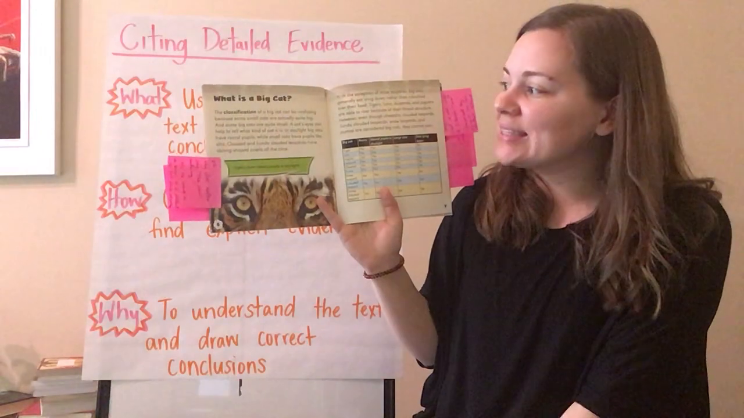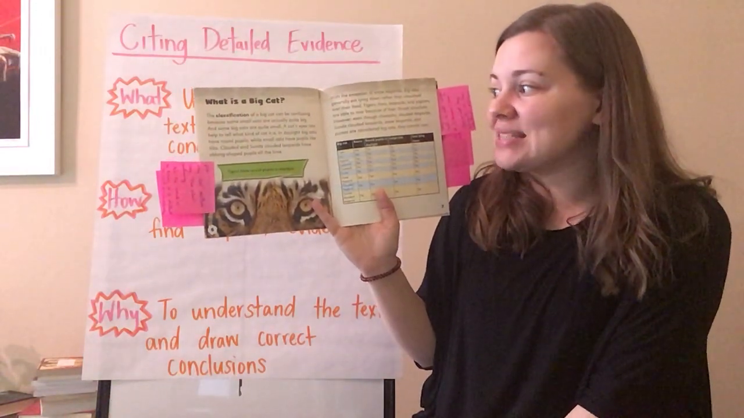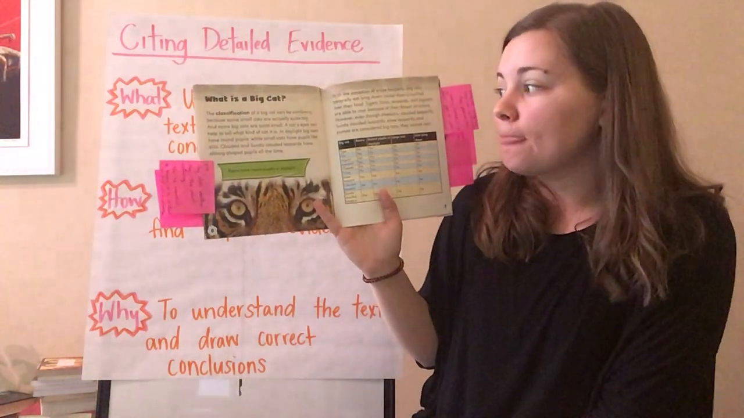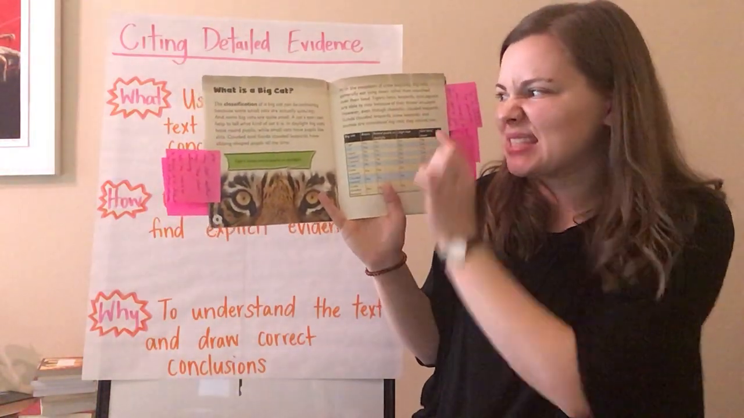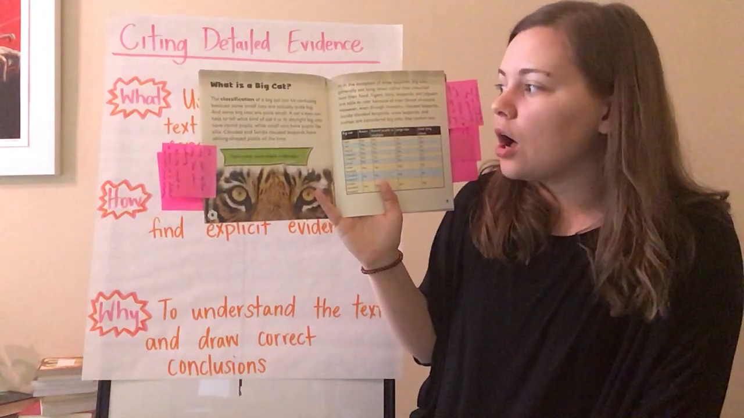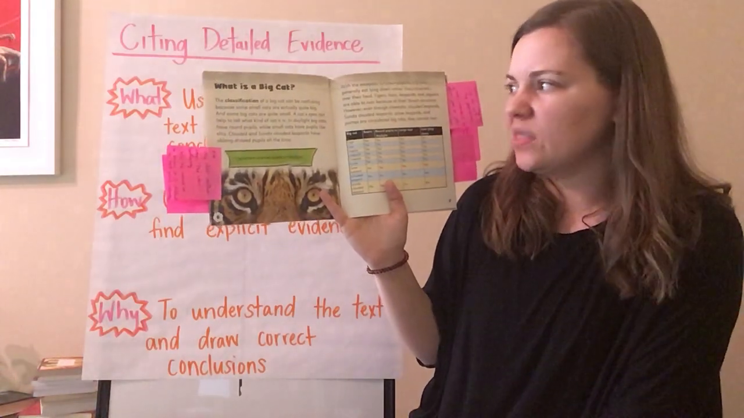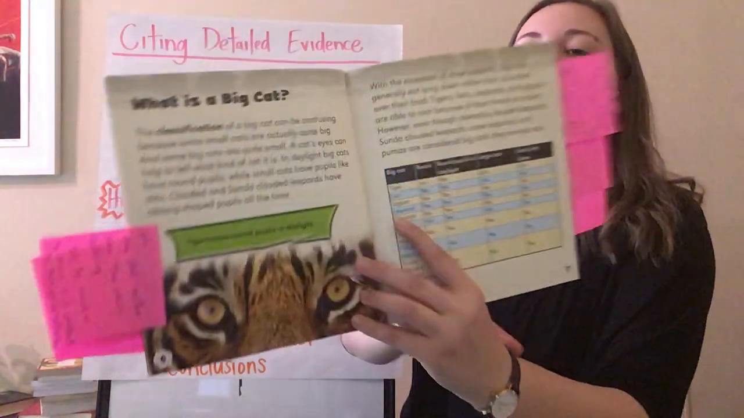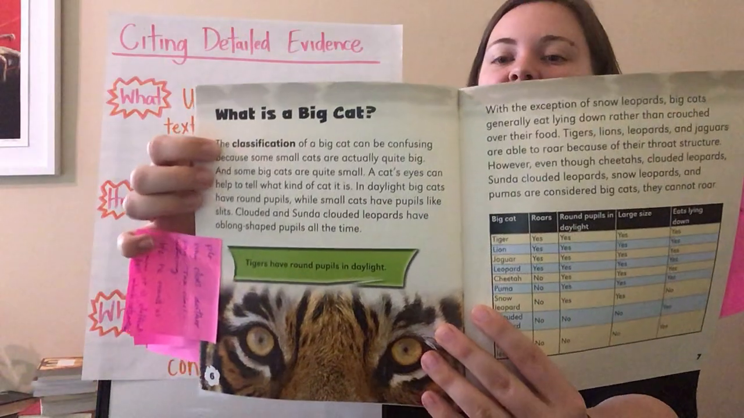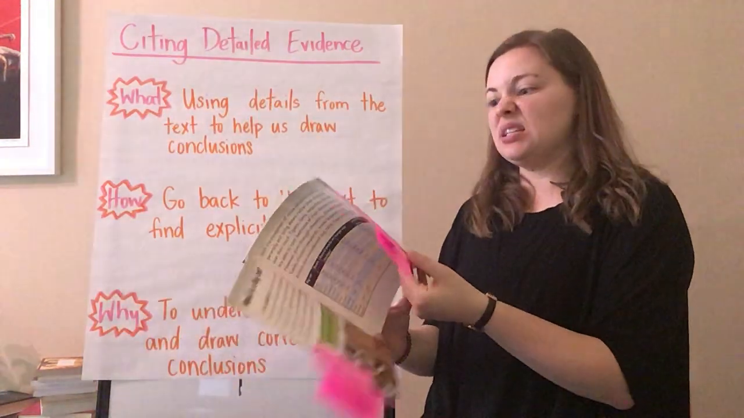A cat's eyes can help to tell what kind of cat it is. In daylight, big cats have round pupils, while small cats have pupils like slits. Clouded leopards have oblong-shaped pupils all the time. There's another word that's bolded. The word that's bolded is classification. Say it with me, classification. Let's go see what classification is. It's in the glossary.